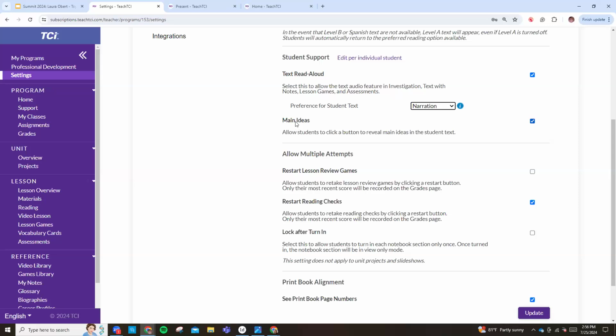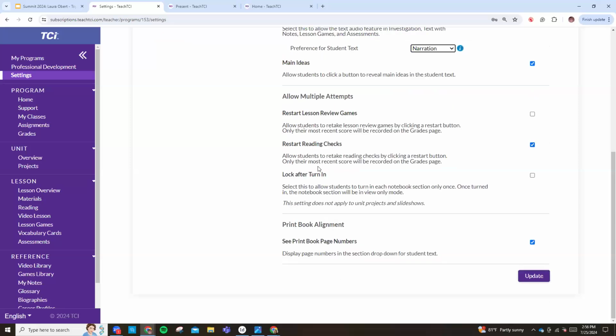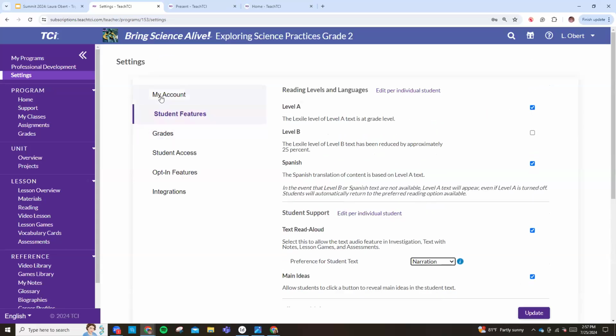No matter how much I worked on main idea, even with my 5th graders, they still struggled. They wanted to just always say it's a topic sentence. And so that main idea is great. However, maybe you're like, guys, TCI has been telling you the main idea all year, and now I need you to tell me. You can turn that feature off so that your students now have to highlight and show you what the main idea is in the text. So you have a lot of flexibility within these resources. And then you can decide if you want your students to be able to restart the lesson games and the reading checks. So that's under settings, student features.